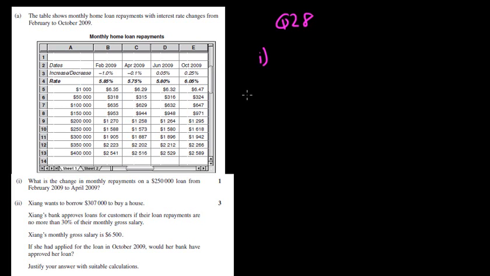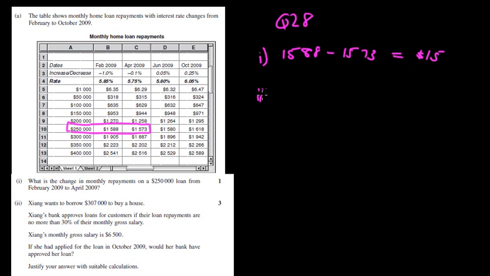The first question says, what is the change in monthly repayments on a $250,000 loan from February 2009 to April 2009? Well, if we look at $250,000, we're looking at these amounts here, and from February to April, which is actually just those two amounts. So it's nice and easy, because all we're doing is 1588 subtract 1573, which equals a $15 decrease or increase, or whatever you want to call it, or difference.